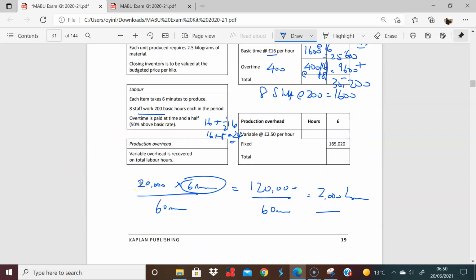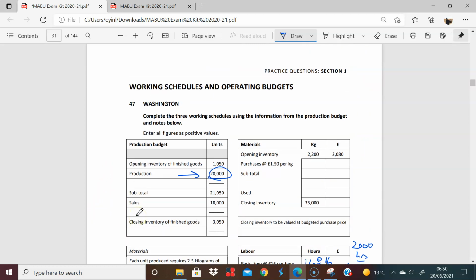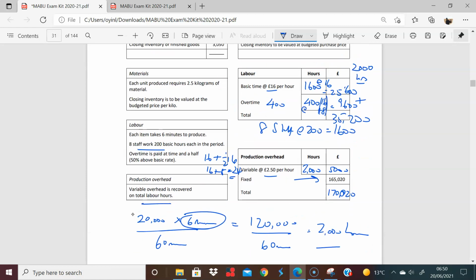The question simply tells us that you have variable overheads that are recovered on total labor hours. So we have total labor hours of 2,000 hours, and we are getting our variable overheads at £2.50 per hour, and so you have £2.50 times 2,000 hours, which is £5,000. So you have fixed overheads as well. Add those two together, so you have 170,020 in terms of your total for your production overheads. Yeah, great. And that is a good summary of this area.